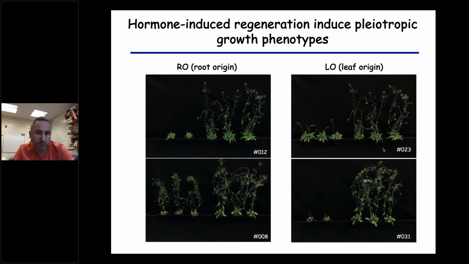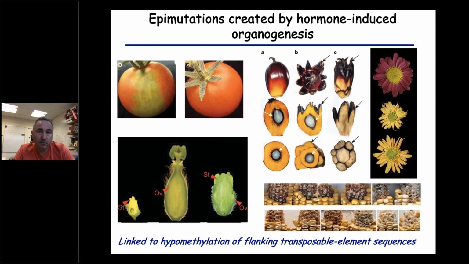these plants. And this is a characteristic that has been observed in other plant species, and I'm just going to give you some classic examples of epimutations that are induced by hormones or hormone-induced organogenesis. So this is the CNR locus in tomato, this is the karma locus in oil palm, and so on. And all these examples are in general associated with hypomethylation of sequences, usually transposable element sequences.